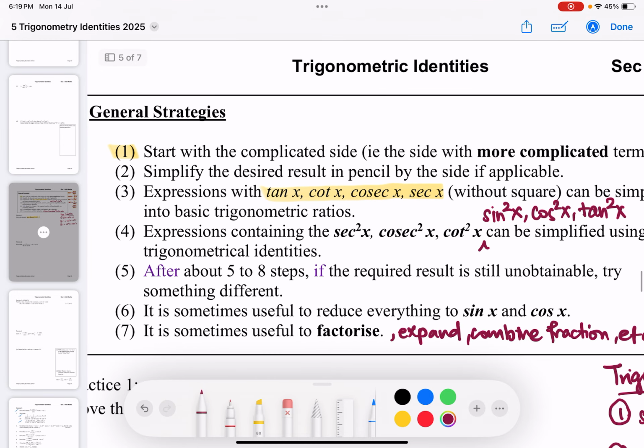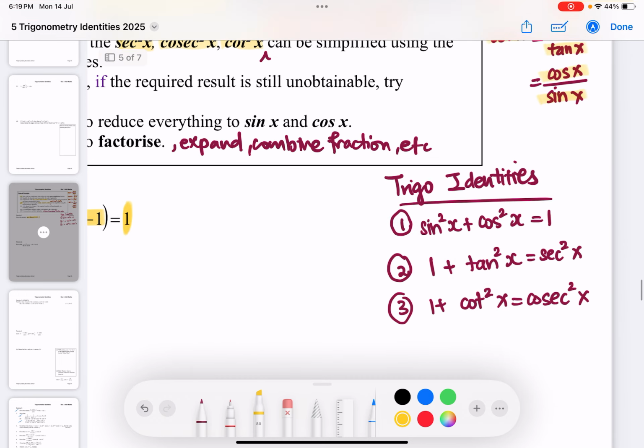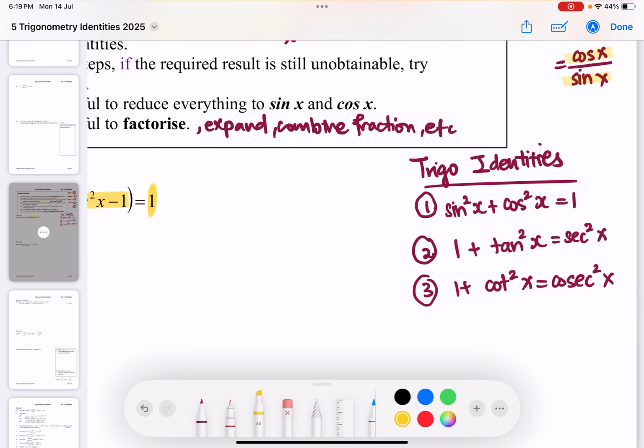Strategy 4 is that anytime you see a squared expression, for example, secant square, cosecant square, cotangent square, or even sine square, cosine square, and tangent square, that should ring a bell that you can use the 3 trig identities that you have learned. I've written out the 3 trig identities here as well. Sine square plus cosine square gives you 1. 1 plus tangent square gives you secant square. 1 plus cotangent square gives you cosecant square. So any of these identities will also be helpful.